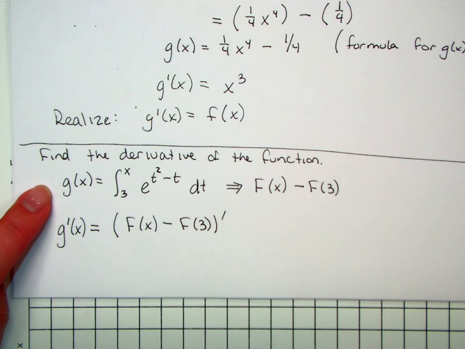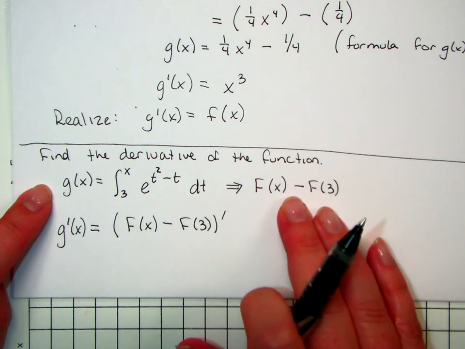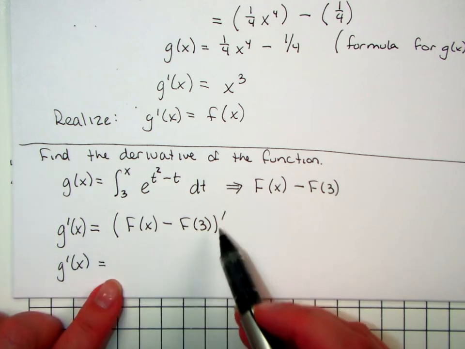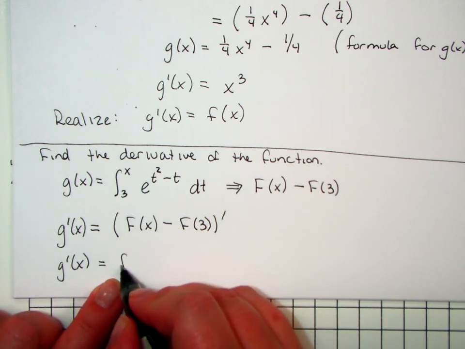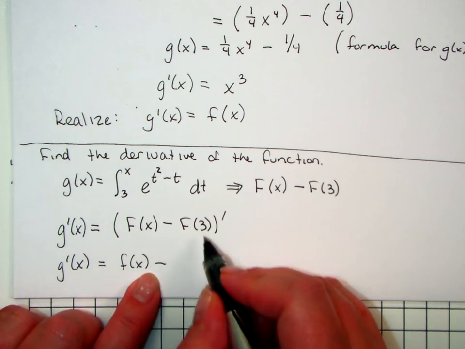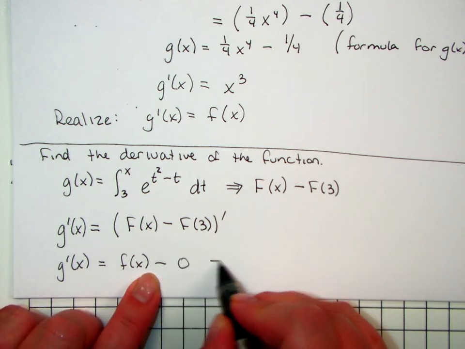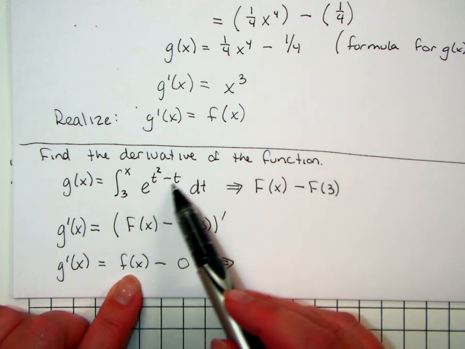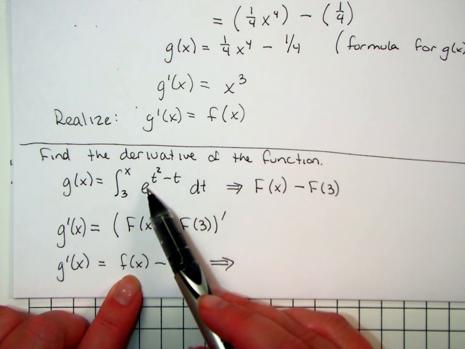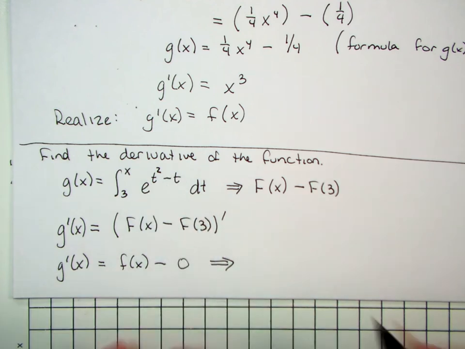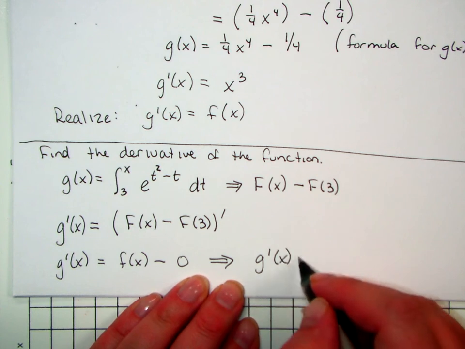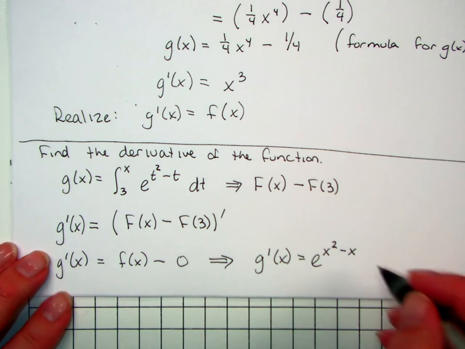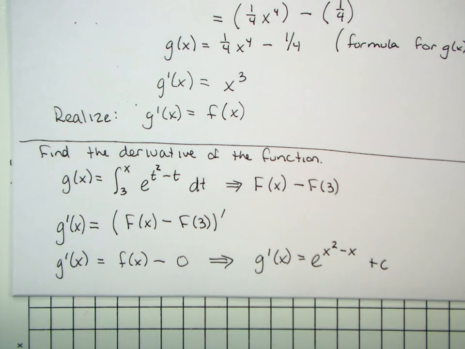Because the derivative of g is equal to the derivative of this. And so I get the derivative of g is equal to, the derivative of the antiderivative is back to the original function. And the derivative of a constant is 0. And so little f of x is going to be equal to the little f function, not evaluated at t, but evaluated at x, right? So this means that g prime of x is equal to e to the x squared minus x, right? Plus a constant, if you will, right?